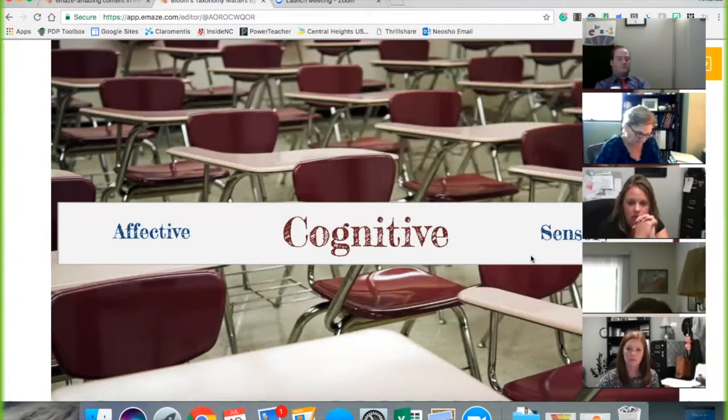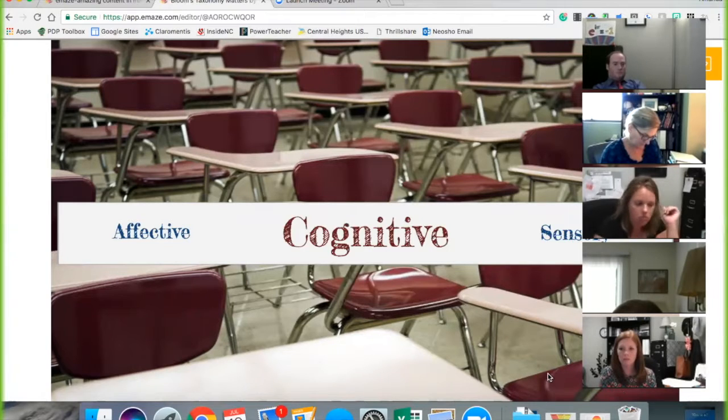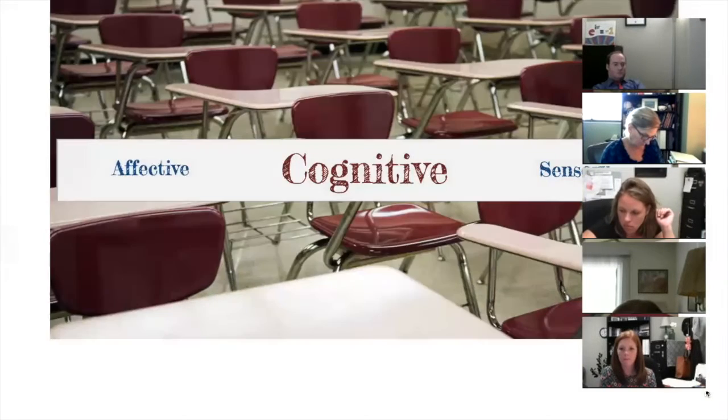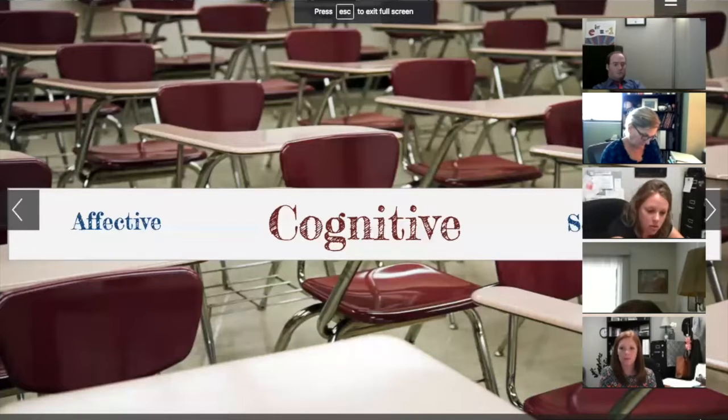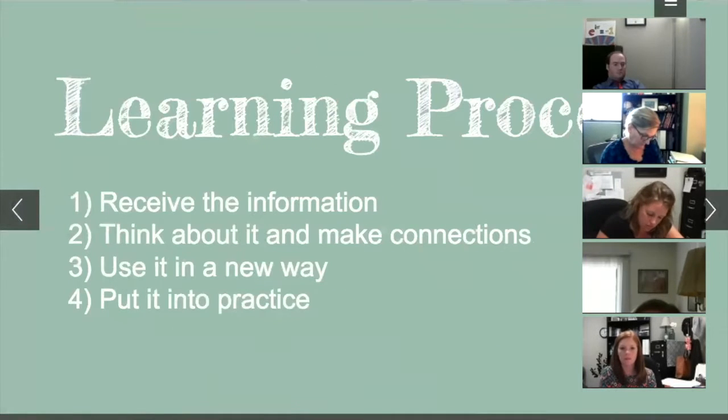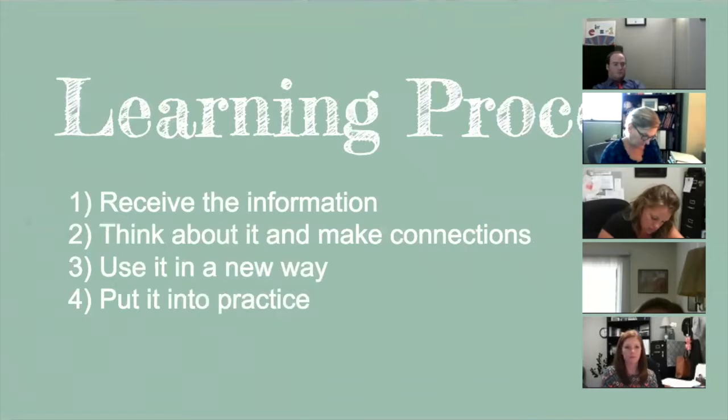So when we learn something new and when our students are learning something new, there are 4 steps basically that they go through. Now, even though Bloom's taxonomy has 6 steps, it's going to help us go through there. But in general, there are 4 things that you do. You receive the information, you think about it, you use it in a new way, and then you put it into practice. Okay, so this is the learning process that we just talked about. Again, the steps are receive information, think about it, use it in a new way, and put it into practice.